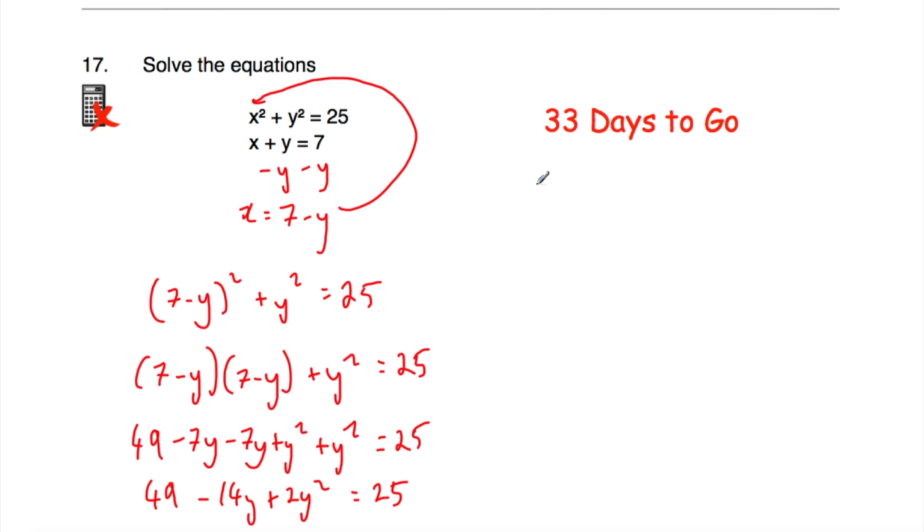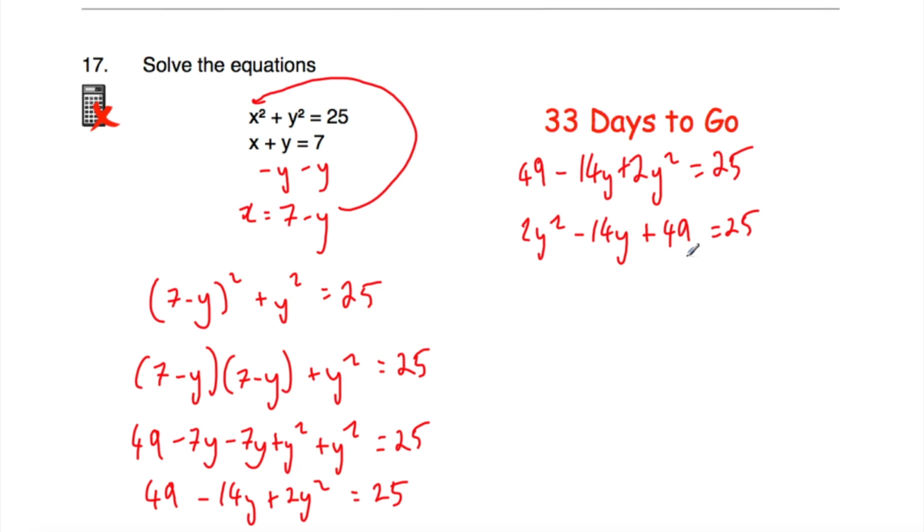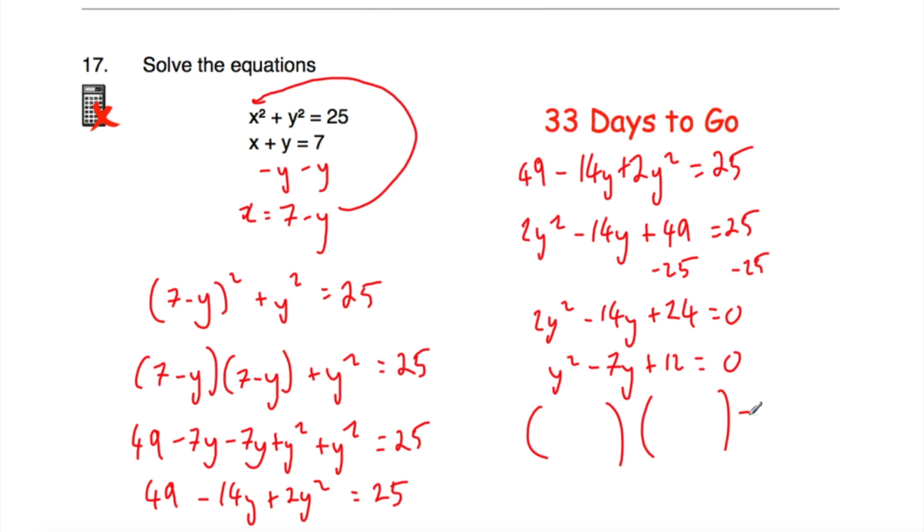I'm now just going to go up here. So then we would have, let's just write it out again, 49 minus 14y plus 2y squared equals 25. Now I'm going to rearrange this slightly. I'm going to put my 2y squared at the front, and then I've got my minus 14y, and then we've got our plus 49, and that equals 25. And I'm going to take away 25 and take away 25, so that would leave us with 2y squared minus 14y, and then 49 take away 25 will be plus 24 is equal to 0. Now let's divide everything here by 2, so we're going to get that y squared minus 7y plus 12 is equal to 0. Now let's factorize this, so that would give us y minus 3 and y minus 4.